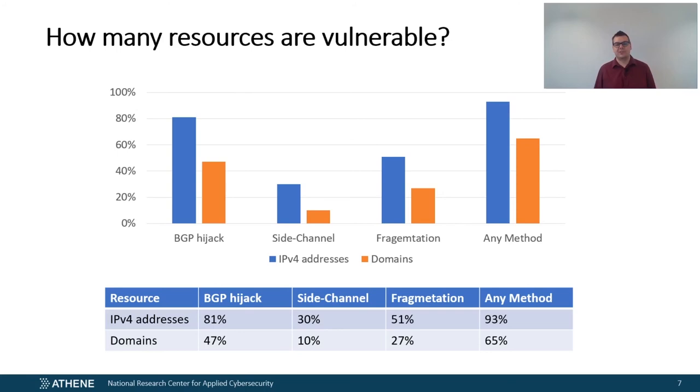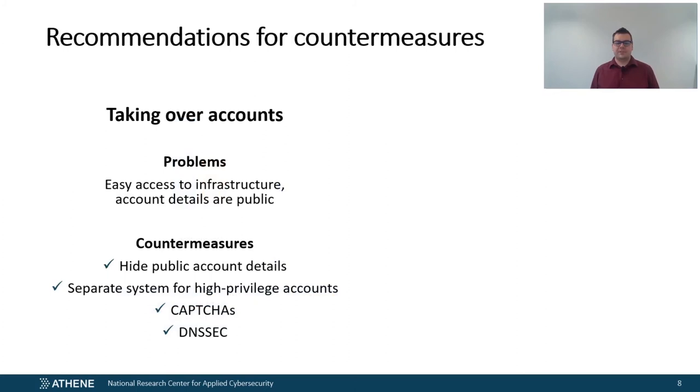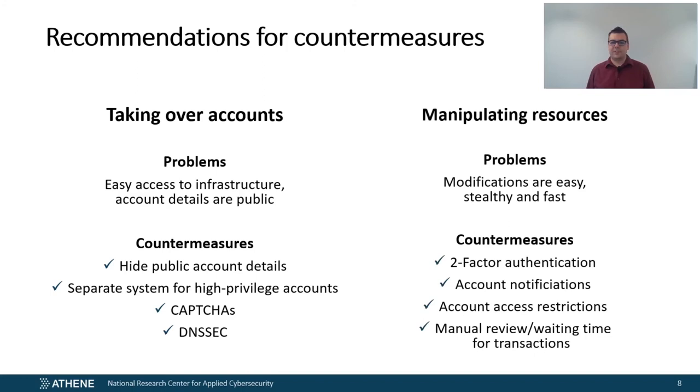So next, we provide recommendations for countermeasures. Our first category of countermeasures are measures to make it harder to take over the account. And these countermeasures are to hide public account details and to use separate systems for high privilege accounts to make it harder for an attacker to actually get access to the systems. The second set of countermeasures are aimed towards making it harder to manipulate resources. And the countermeasures we provide here are two-factor authentication, which should be enforced for all customers, account notifications for changes in the accounts, and access restrictions. Additionally, a manual review process for high-value transactions might prevent attacks from actually completing.